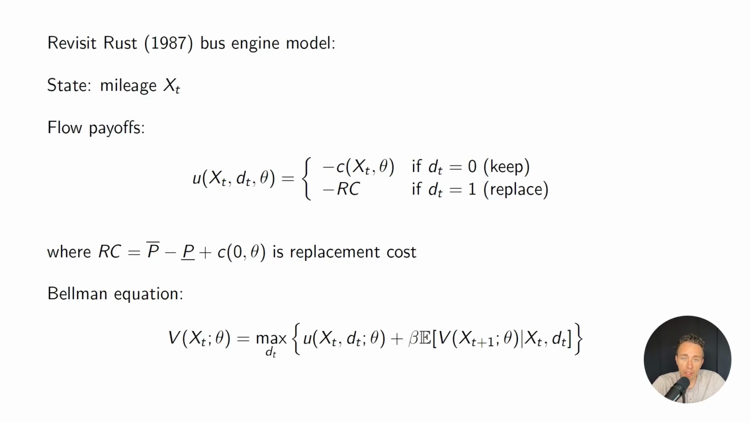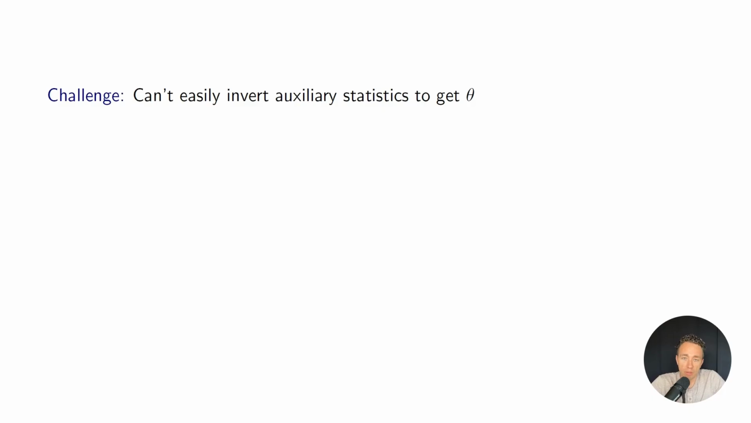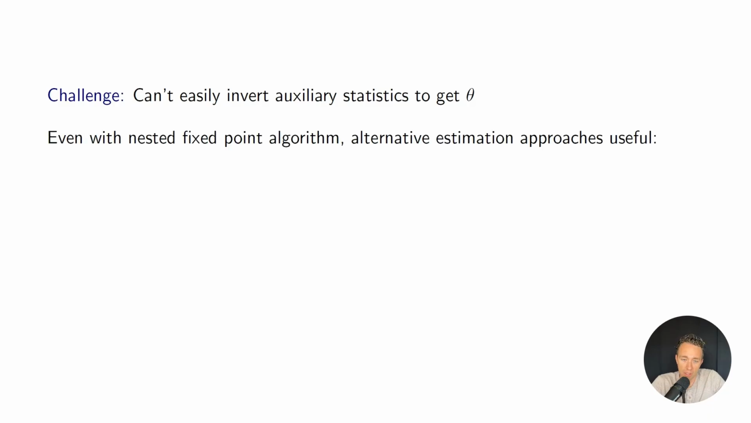And then we can get this Bellman equation, like we talked about at length several mini-series ago, where we're just trying to choose the optimal sequence of replacement decisions based on our expected value of driving versus replacing, and also how the states evolve over time. So the main challenge with doing indirect inference on a model like the Rust bus engine model is that there's no easy way to invert the auxiliary statistics from the auxiliary model to get the structural parameters. And so we're still going to use this nested fixed point algorithm.